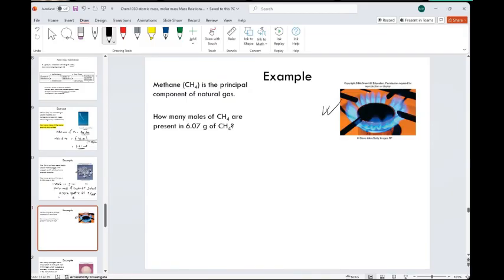How many moles of methane are present in 6.07 gram of methane? Again, it is similar to the helium problem. We have gram, we want to go to mole. So that means we need to divide by molar mass. Molar mass of what? Molar mass of CH4.